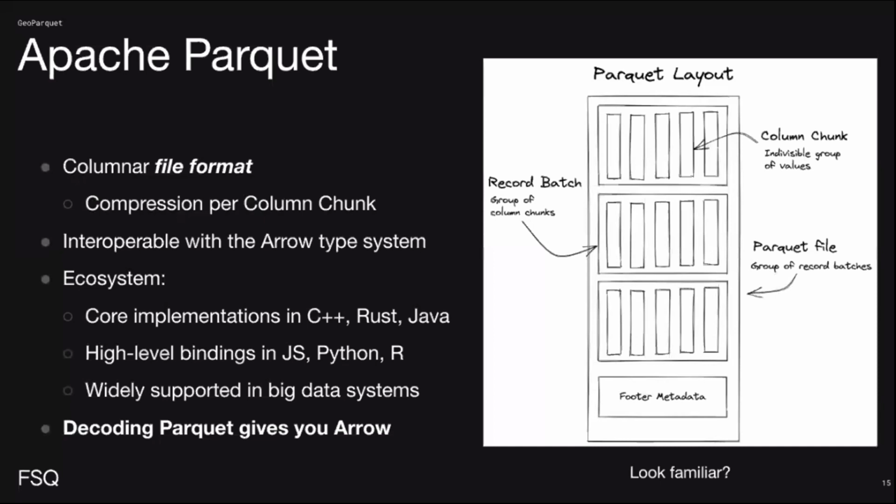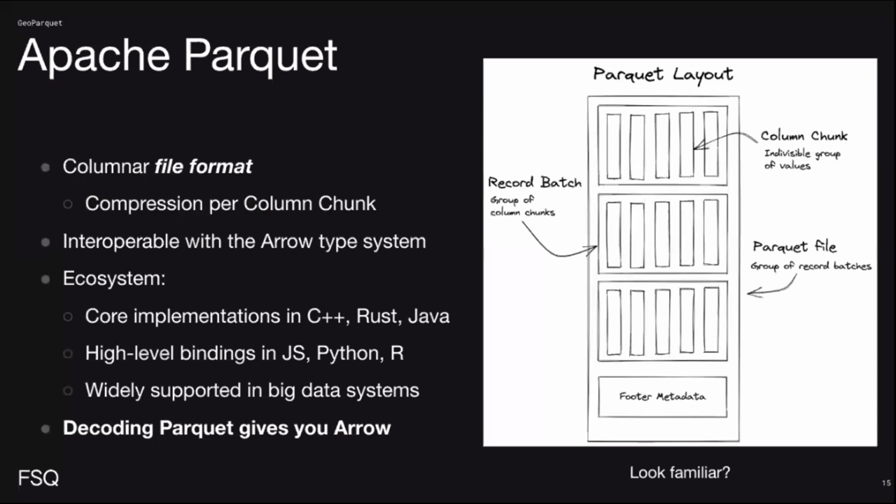The cool thing is that even though Parquet started before Arrow, it's broadly interoperable with the types that Arrow provides. So there's a mapping really between every Parquet type and every Arrow type. So when you load Parquet, you can convert that to Arrow really effectively.